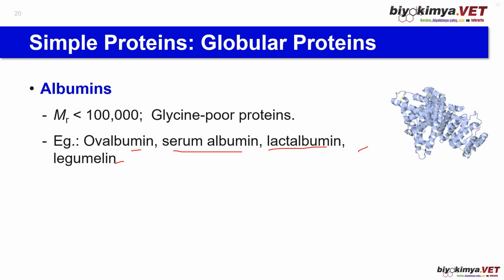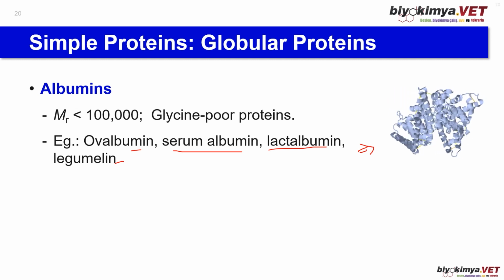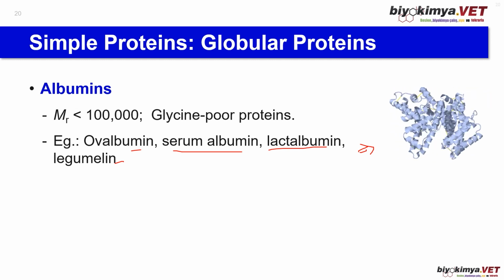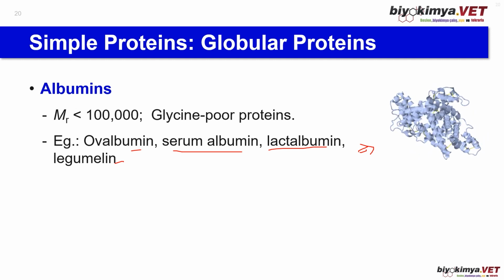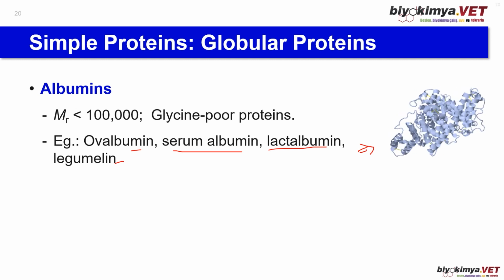And here you see the 3D shape of the serum albumin. Serum albumin is the most abundant blood plasma protein, and it serves as the carrier of fatty acids, bilirubin, ions, and drugs.